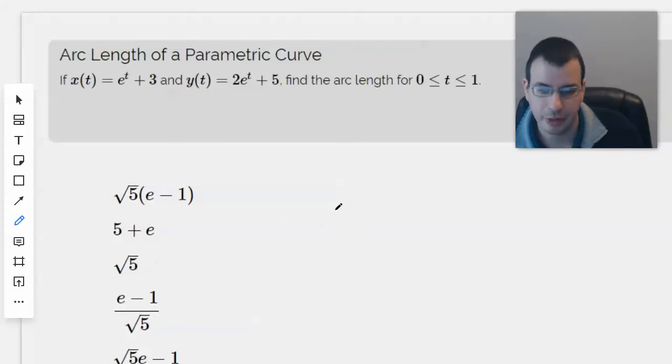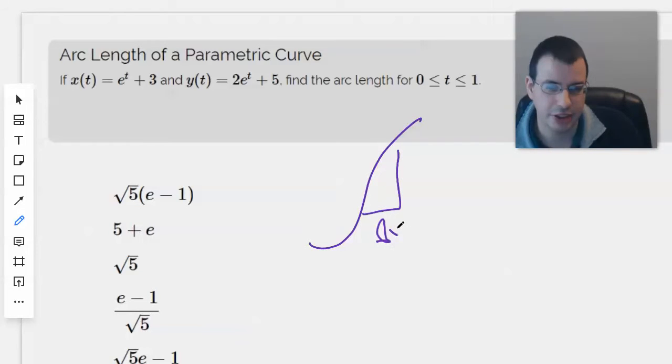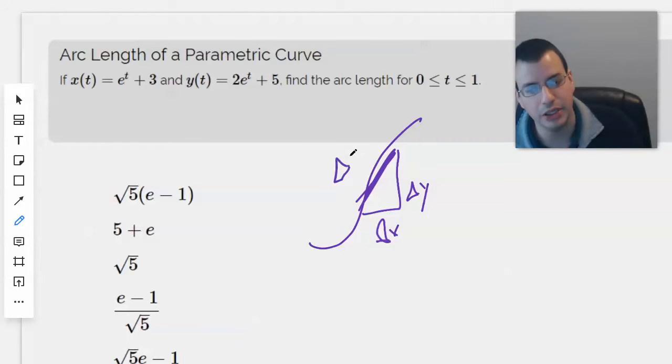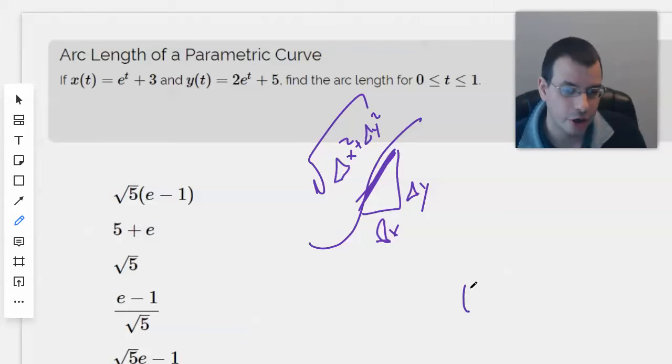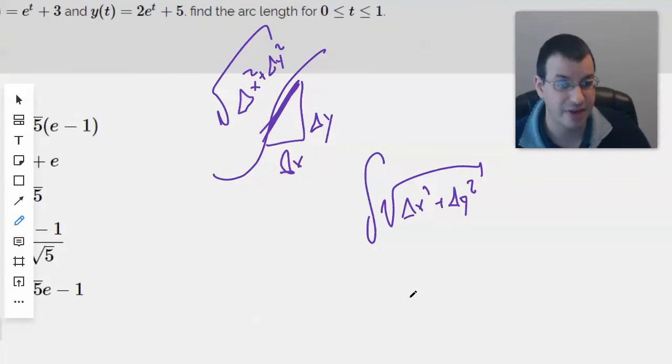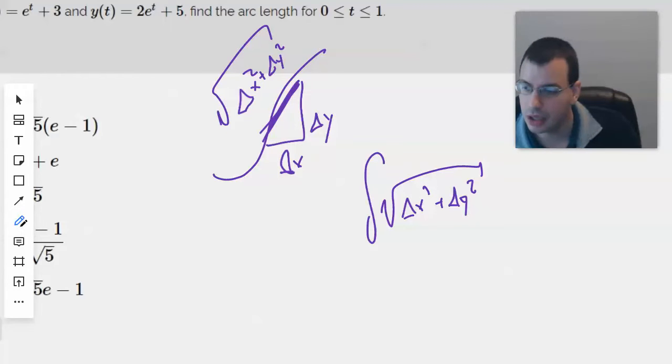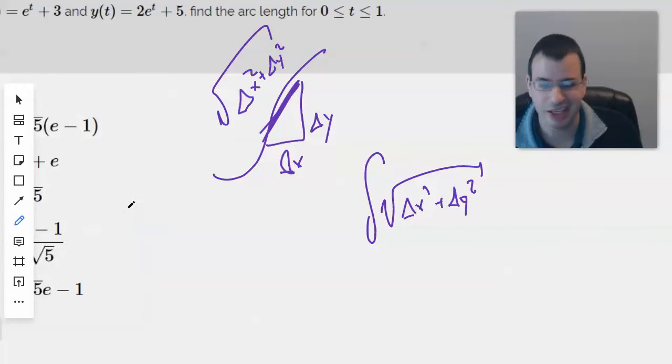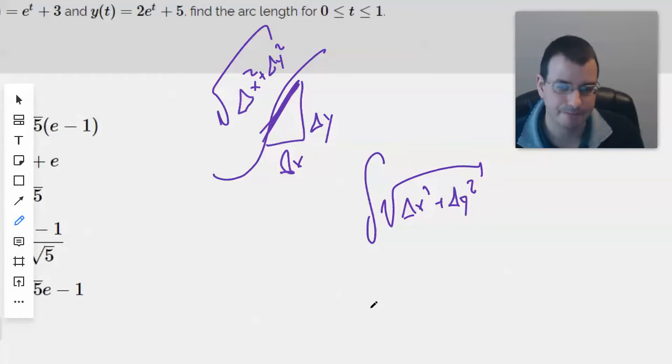So the arc length formula, I always think of, you have your arc, you have your dx, you have your dy. Therefore, this length here will be dx squared plus dy squared, square rooted. And so our arc length formula will be dx squared plus dy squared. This is more mnemonic than fact proof, but it is useful and it keeps me from making silly mistakes that I don't have to make.